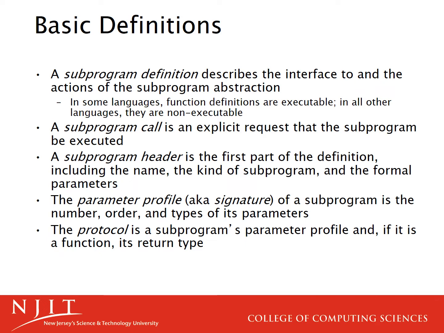We invoke a subprogram by calling the subprogram, or we make a function call, or we make a method call. That means that you want the subprogram to be executed. And remember, if you want the subprogram to be executed, you stop, let it execute, wait for it to be done, and then pick up where you left off after it's done.